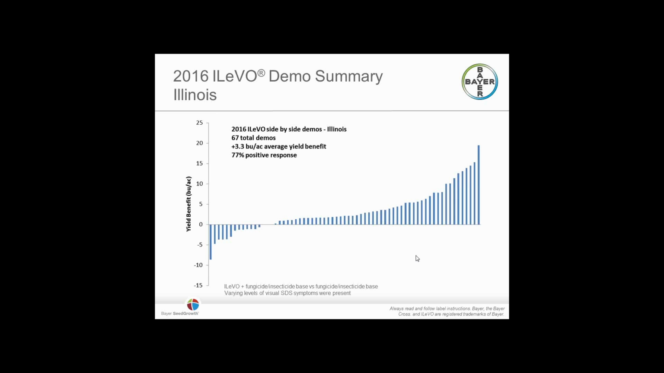And if you were to do that, what I think you would probably see is that the benefit was maybe closer to 2 bushels in southern Illinois and maybe closer to 4 or 5 bushels in northern Illinois. And that's just the nature of how that disease really progressed last year. It was much heavier north and west of Bloomington than it was south of 72.